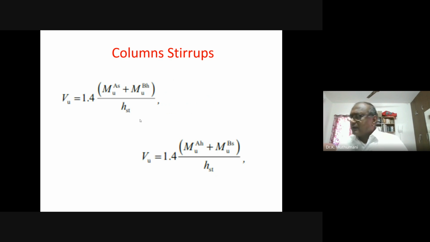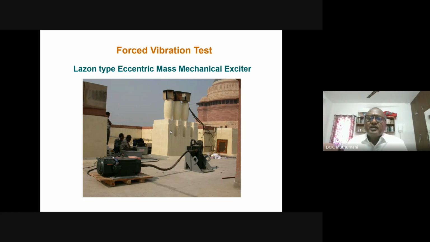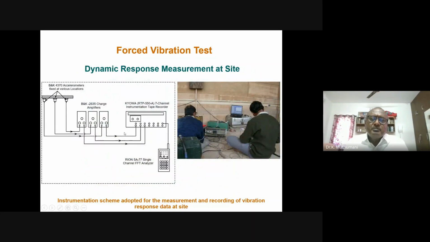But if I have some 5 minutes, I will go through very fast my experience on finding out the resilient structure. See, this Rashtrapati Bhavan was built in 1929, as you know very well. We were asked to find out what the seismic behavior of this is. So what we did was we took a shaker driven by a motor and controller, and we also instrumented the building with accelerometers.